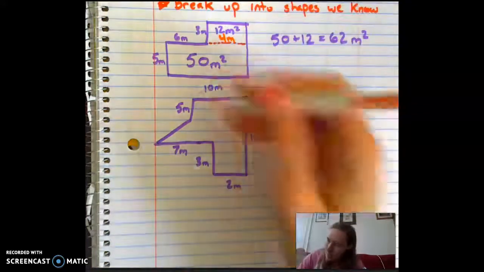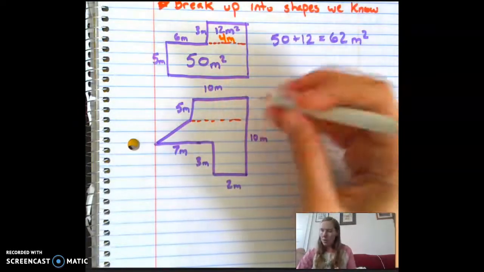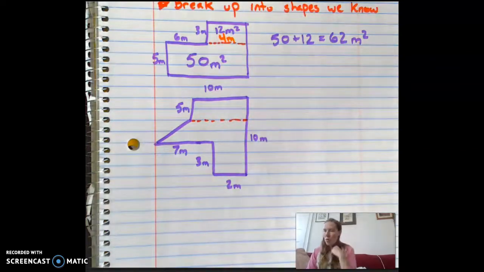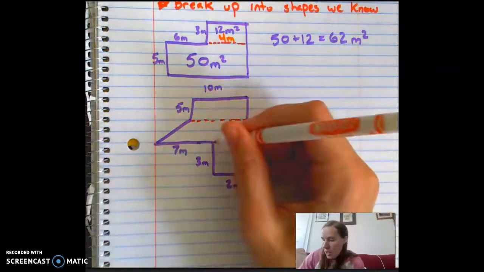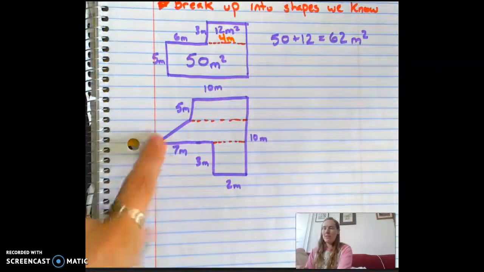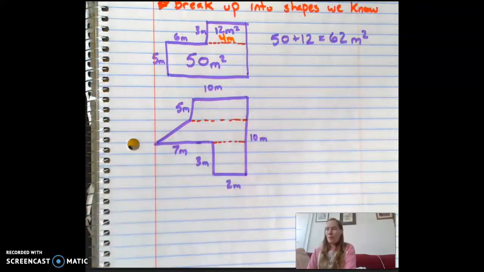So I'm going to cut and make a rectangle up here. Okay, cool. Well, I don't know the shape about this one, so I need to make another one. So I'm going to cut again right here. Okay, I know that's a rectangle. What shape is this in the middle? A trapezoid, and then another rectangle. So I can find the area of each piece.